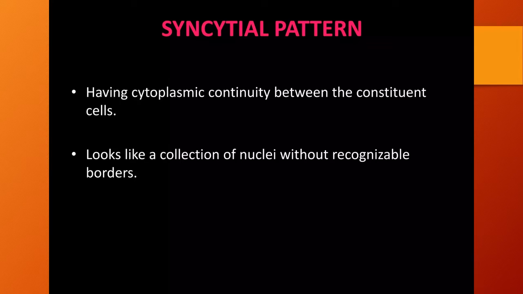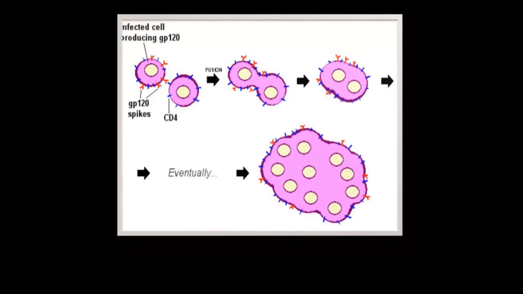Next comes syncytial. What does the word syncytial mean? Syncytial means it's a unit. There is no difference between the two separate things. Here the same thing happens: there is a cytoplasmic continuity between the adjacent constituent cells. So it looks like a collection of nuclei without a recognizable border. It's not two cells, it is multiple cells arranged in a syncytial pattern.